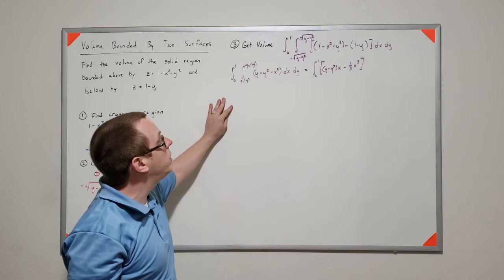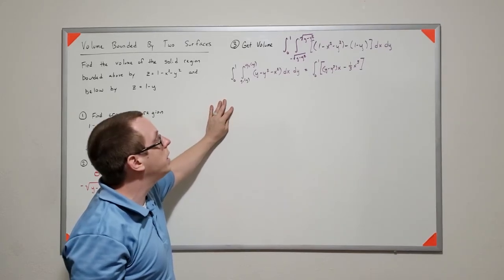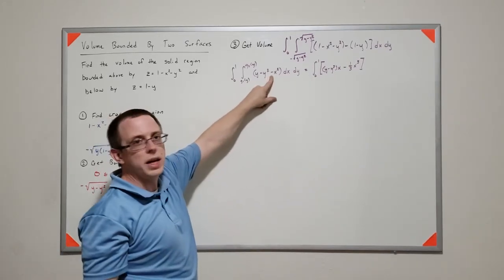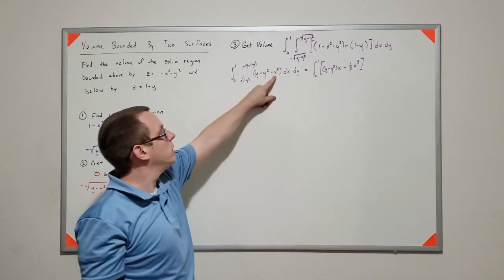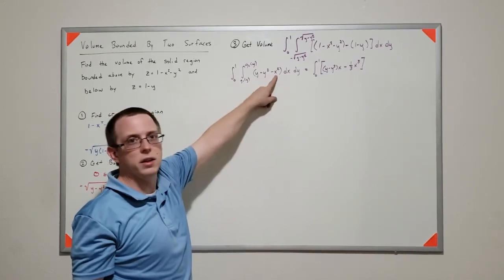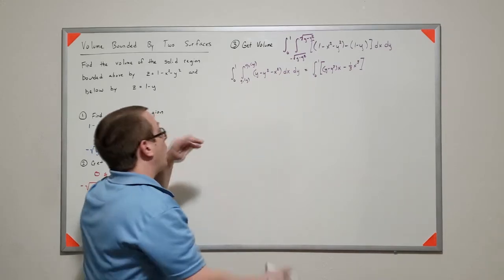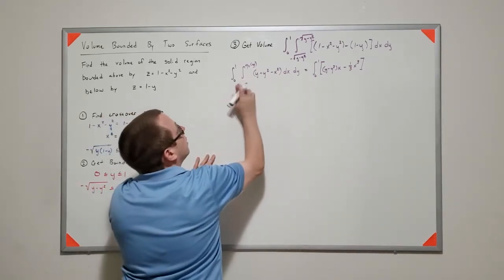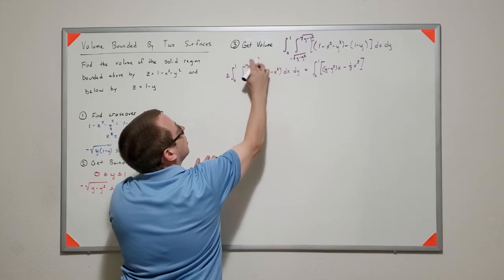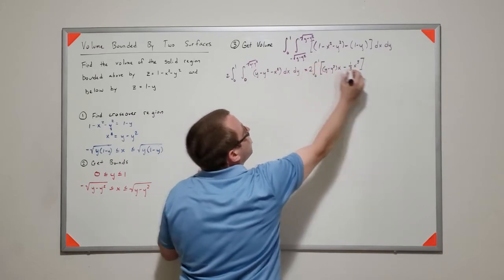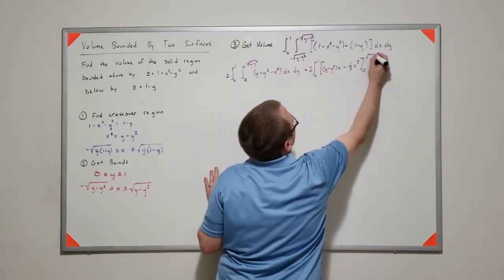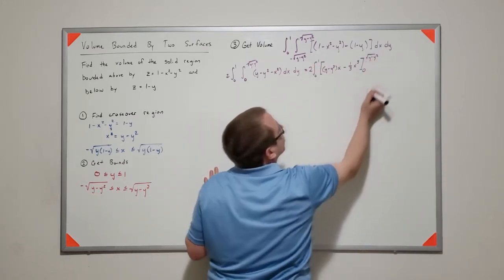So one thing I did note, I didn't say this before, but we should have: this is an even function. This is an even function because these are constant and this is squared. So I really could do that. So now I have 2, 0, square root y minus y squared.